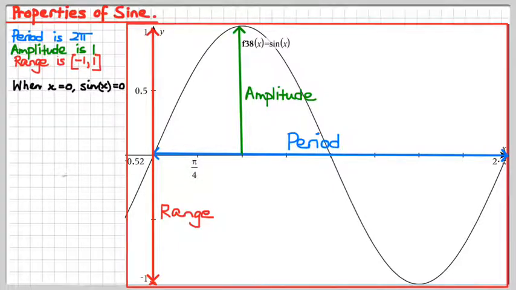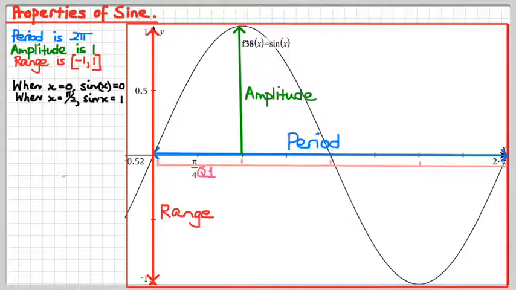When x is 0, sine of x equals 0. When x is pi on 2, sine of x equals 1. And I'm showing you the quadrants here. There's quadrant 1, quadrant 2, quadrant 3, quadrant 4. And as we know, guys, sine is positive in quadrants 1 and 2, and it's negative in quadrants 3 and 4, as the CAST diagram has shown us. Actually, the CAST diagram comes from all this anyway, so it all makes sense, doesn't it?